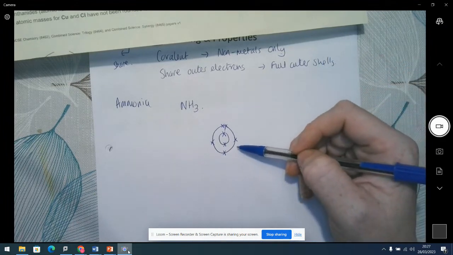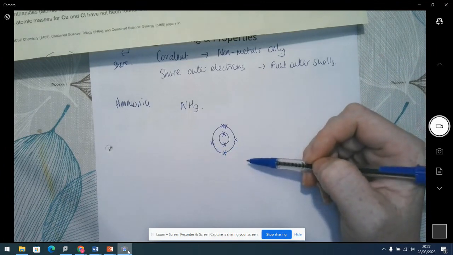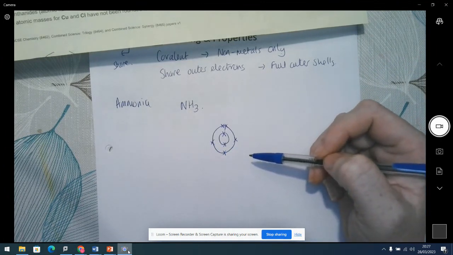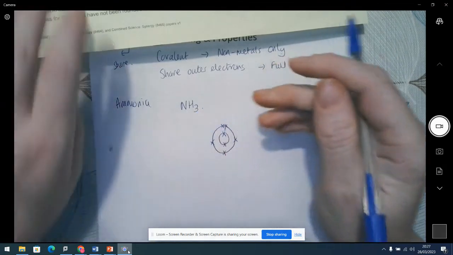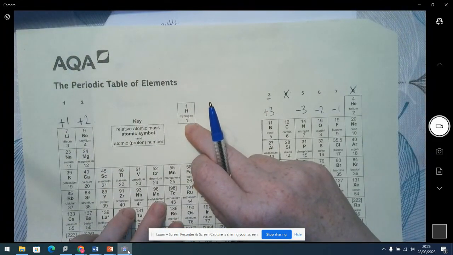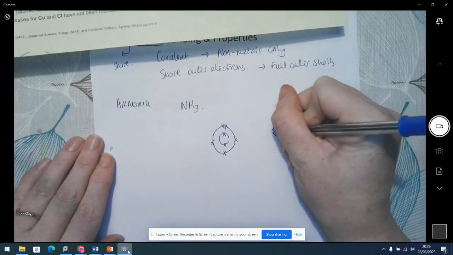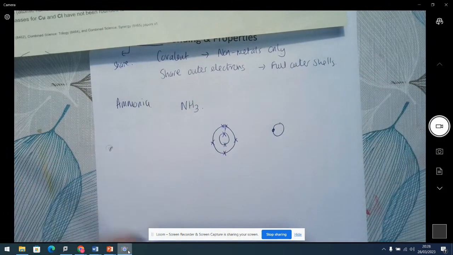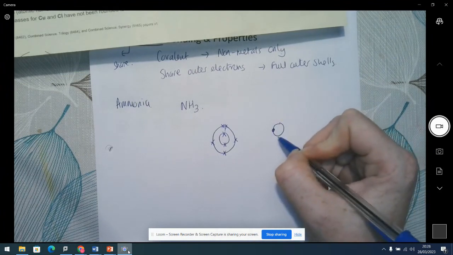I can see quite clearly here that nitrogen needs 3 electrons to get a full outer shell, because it's got to get to 8. So it's going to get that from hydrogen. And hydrogen, as you can see here, has got 1 electron on its outer shell. I'm going to draw that separately first so you can see that. There is my hydrogen atom. It's got 1 electron on its outer shell, and that's not full. So it needs another electron.